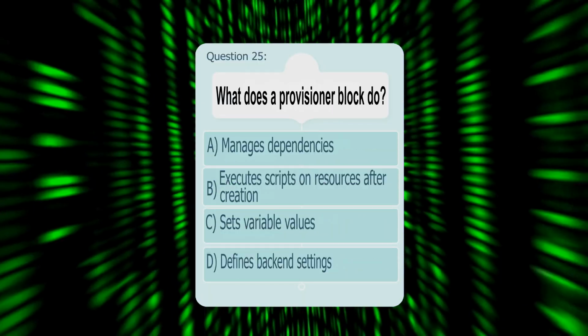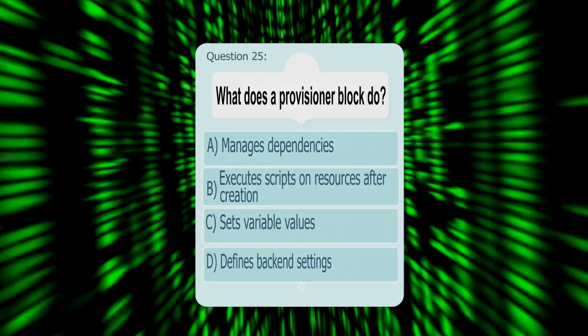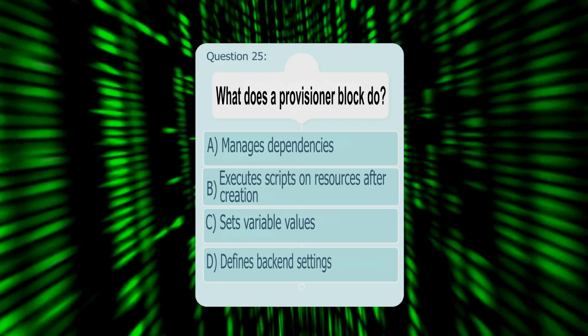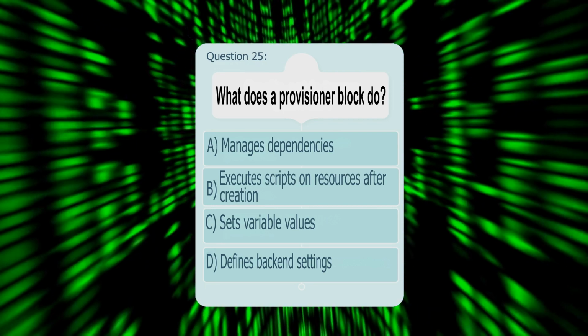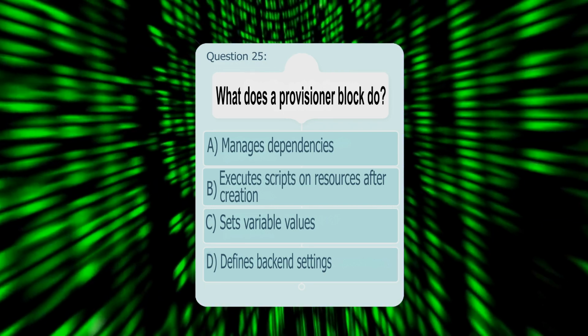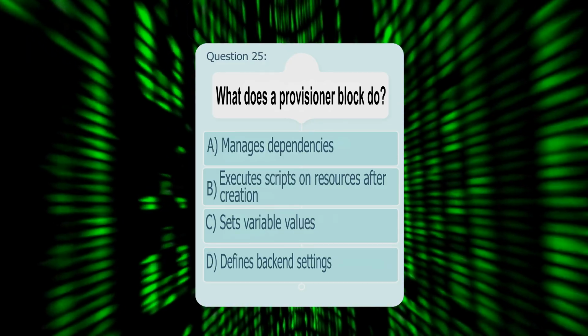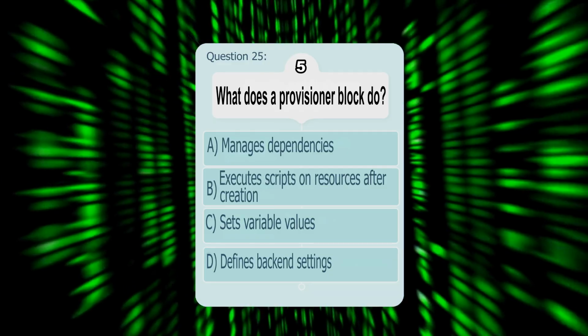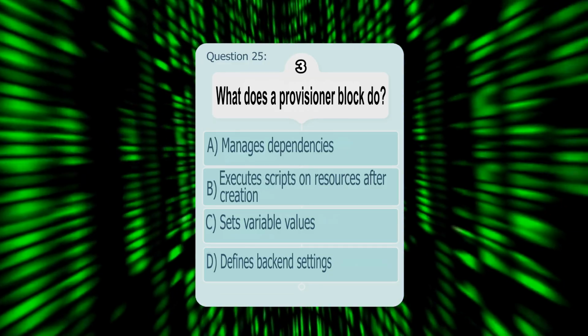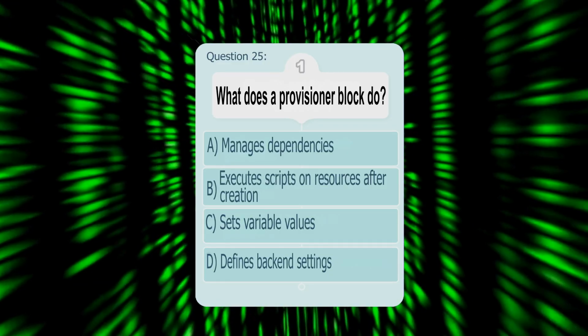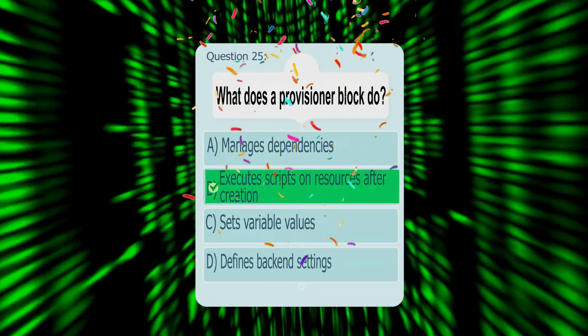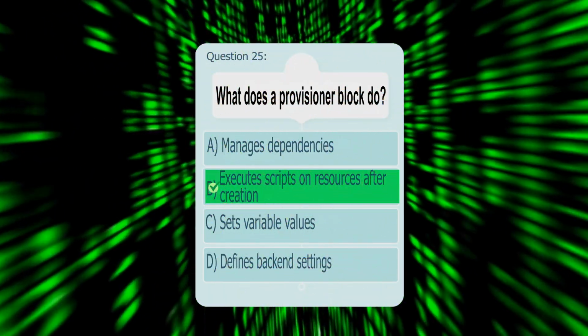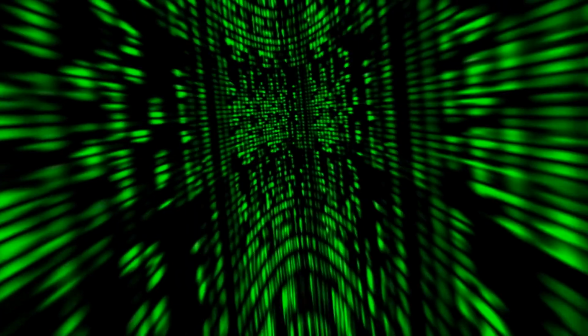Question 25. What does a provisioner block do? A. Manages dependencies. B. Executes scripts on resources after creation. C. Sets variable values. D. Defines backend settings. Answer. B. Executes scripts on resources after creation.